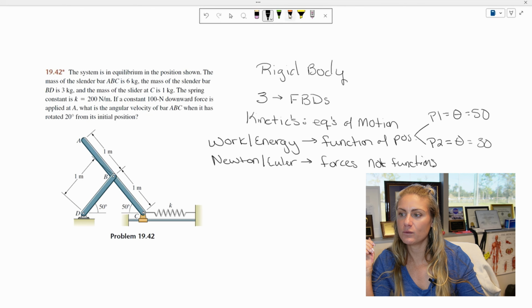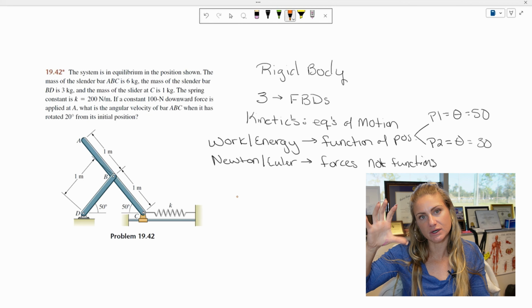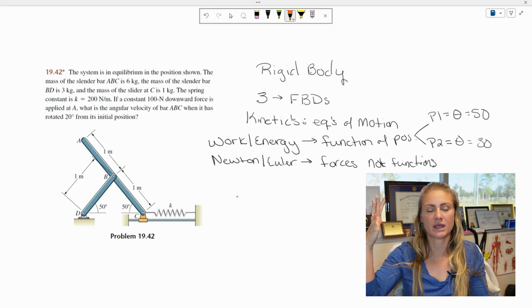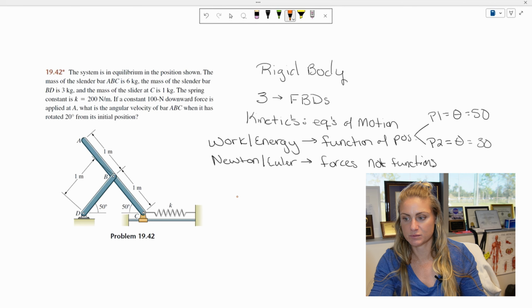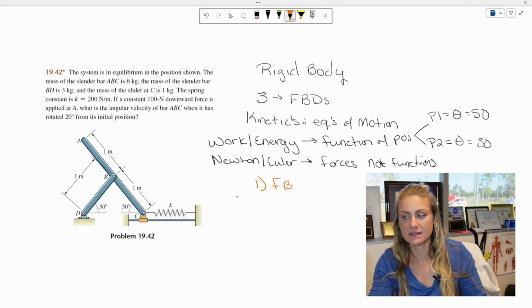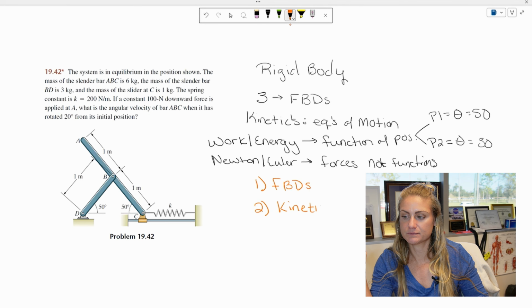What we've done so far is list where we are in the problem. Your next step is to say, okay, what are my steps to solve this problem? Our first step is you need to draw your free body diagrams, and they need to be complete. We're going to go through that in this video. Your second step is you need to use your kinetics, okay? And then your third, you need to use your kinematics.